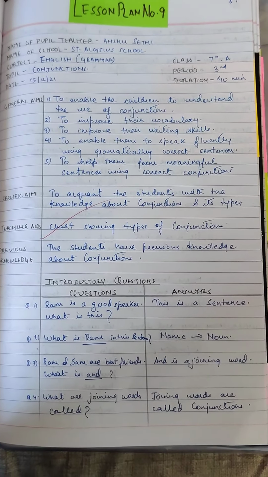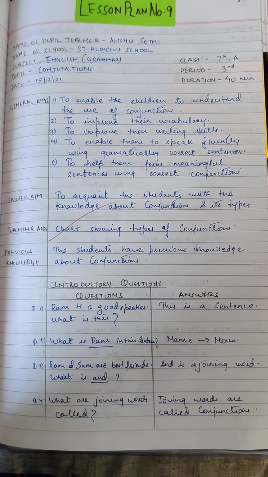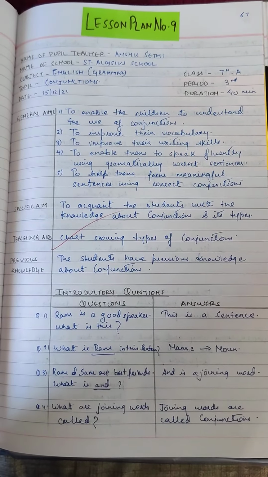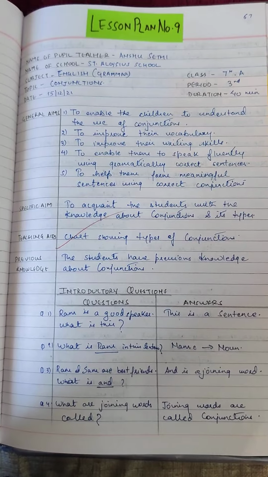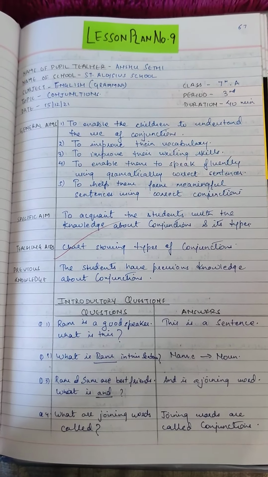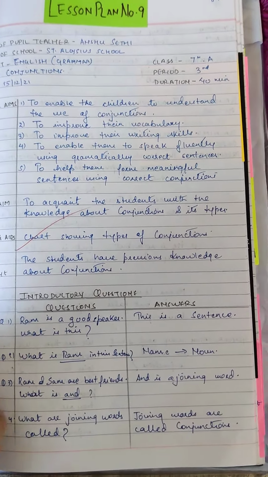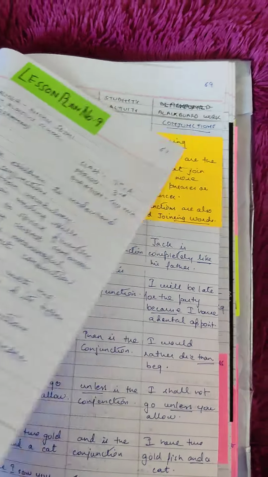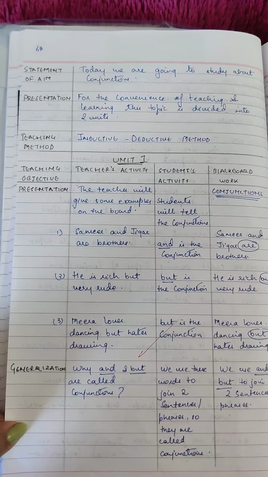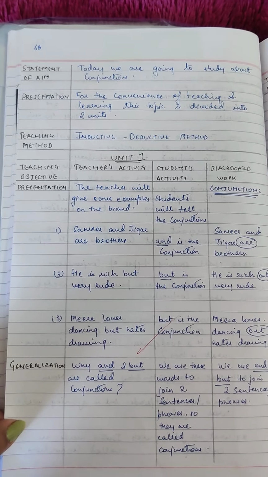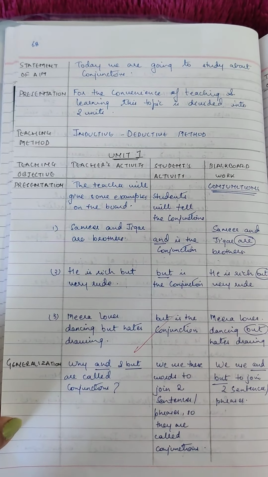Then comes the introductory question part, where you divide the page into two parts, questions and answers. The teacher is going to ask the questions and the students will give the answer. Here you can write the answers given by the students so that you arrive at the topic, which is conjunctions. Then comes the statement of aim, which is today we are going to study about conjunctions.